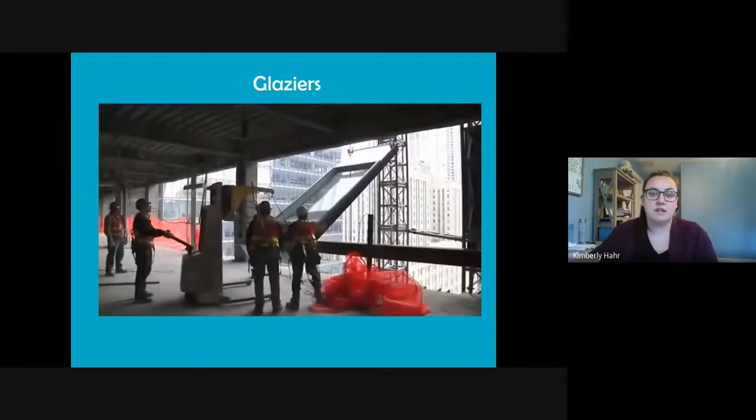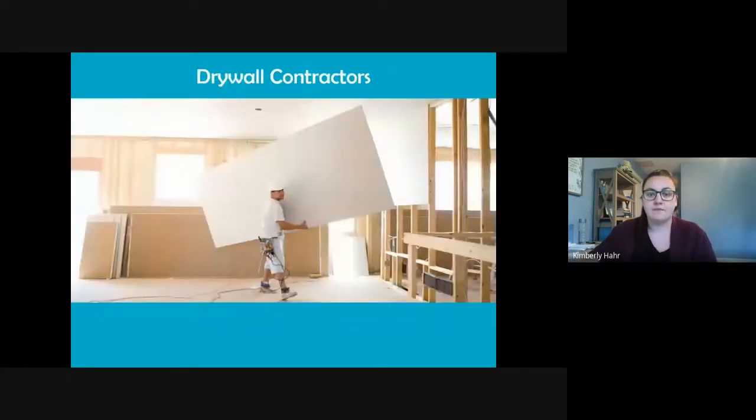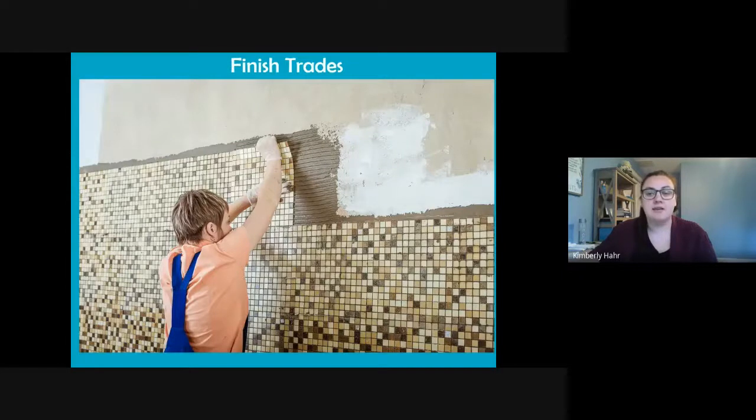Glaziers install the windows and other glass finishings. Drywall contractors install the walls. And finishing trades do things like paint, carpet, tile, and flooring. As mentioned, this is just a handful of the skilled trades. We're going to hear from representatives of the industry, like our past panels.